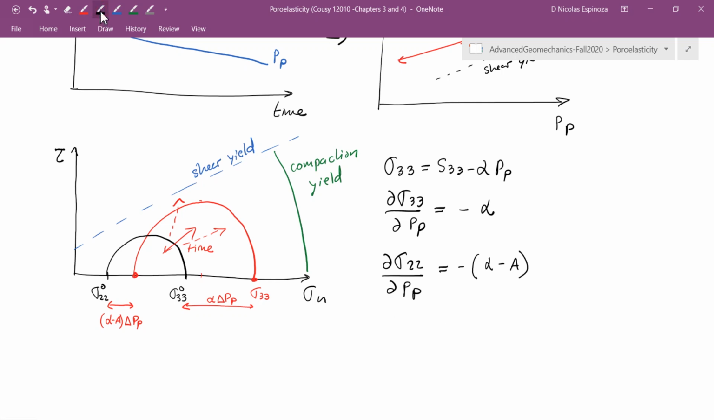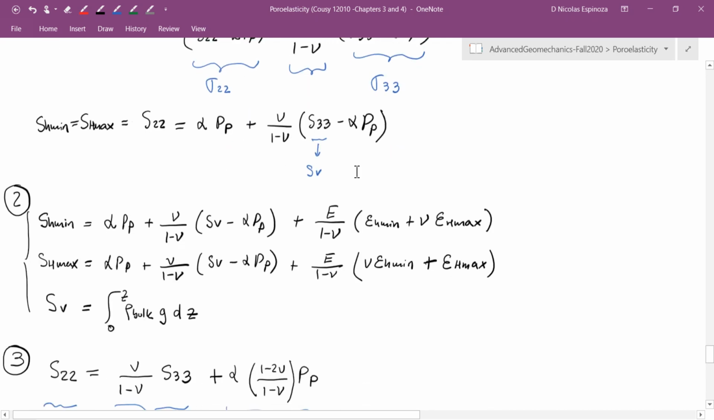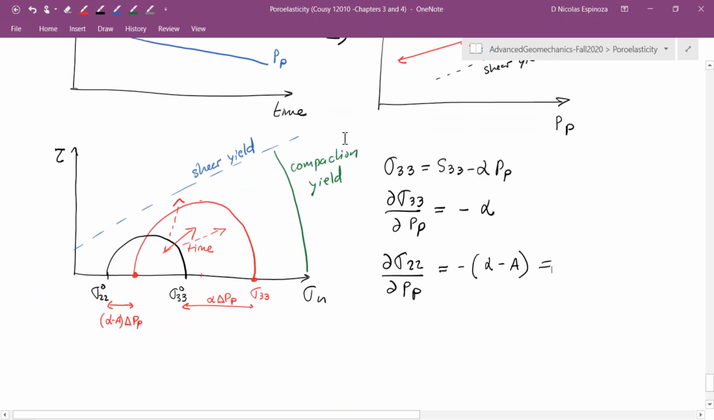And just let me complete this equation with what we had on top over here. So if I take the derivative of this equation with respect to pore pressure, then the only thing that's going to survive is negative Biot coefficient times the effective stress ratio. And we know that this is less than 1. Okay.